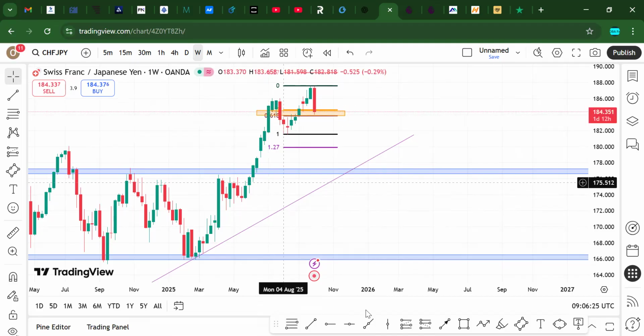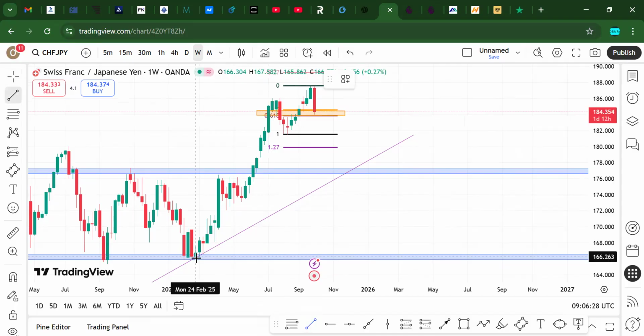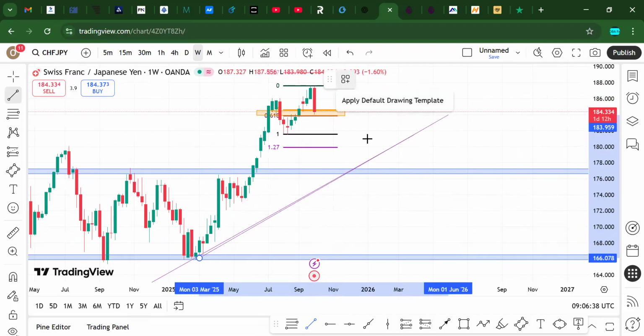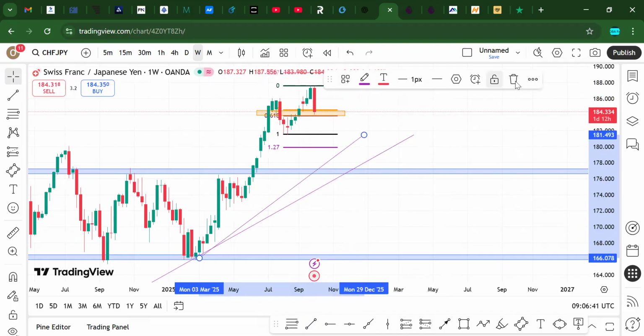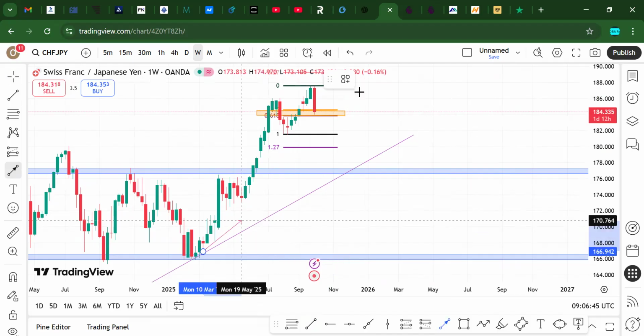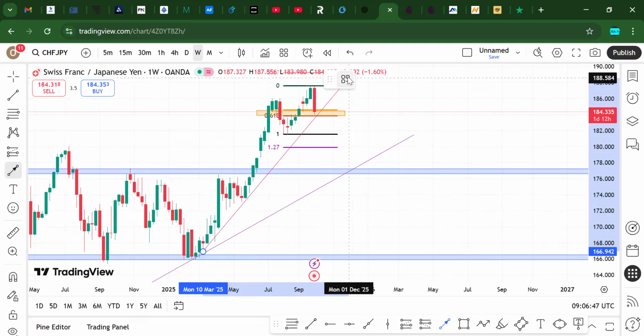So now the next thing would be to add my internal trend line from this zone now upwards. Let's draw it properly. Okay, let me use another color to make it different from the initial trend line.